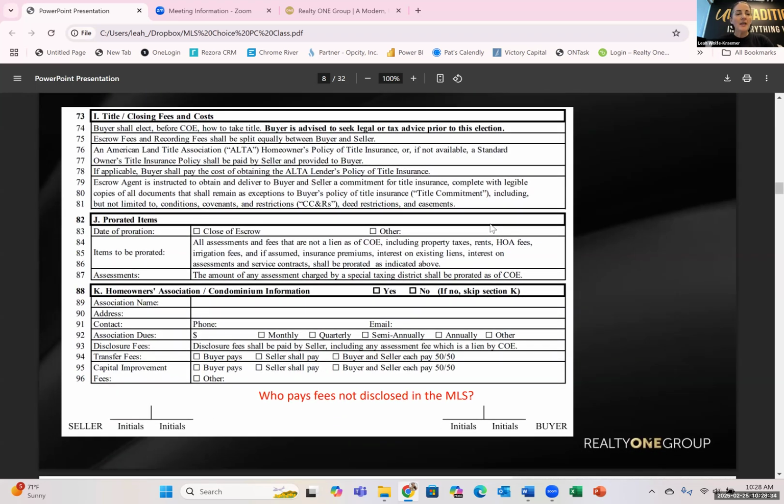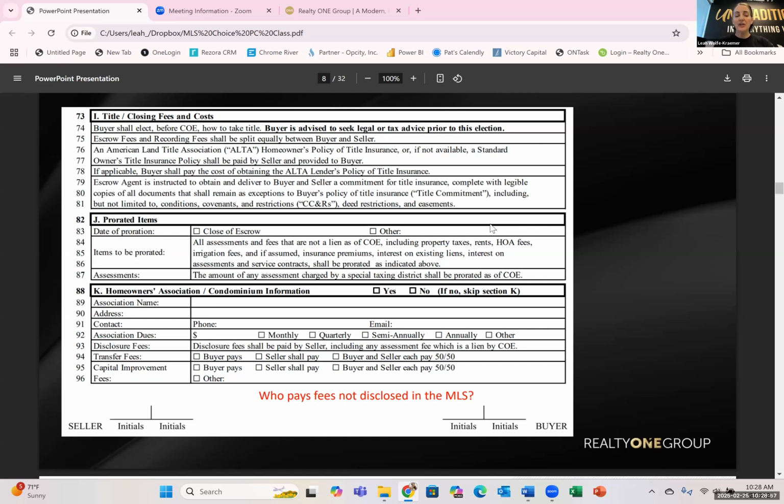Moving on. Title closing fees, costs. Notice I have nothing highlighted here. For the most part, this is all going to be identical, if not similar enough that it wouldn't change anything on the terms of the contract, except for one little section. So we don't have an HOA addendum. The HOA fees are all addressed right here in the contract.